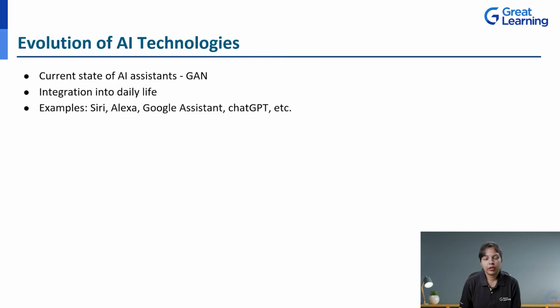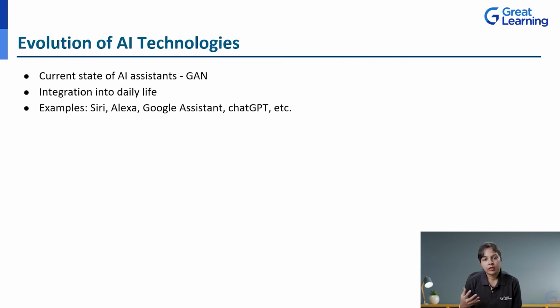In the current state, if I talk about AI assistants, the widely used concept is GAN, which is a generative adversarial network. It means it generates data on the basis of training data. Different models are developed in different forms on the concept of GAN, and those models are used for training the systems, and with the help of that, different AI tools are being developed. That's the whole idea behind the development of AI tools.